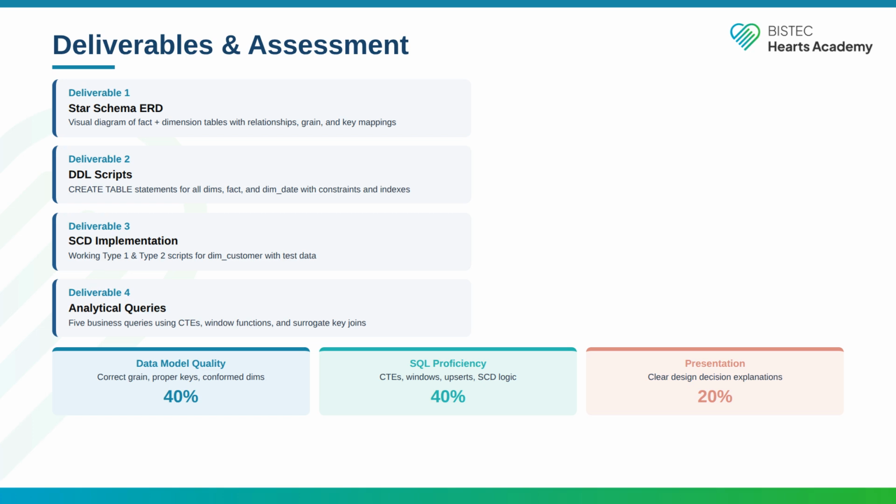Assessment is weighted across 3 areas. Data model quality counts for 40%. This includes correct grain, proper surrogate keys, conformed dimensions, and appropriate SCD choices. Skill proficiency also counts for 40%, covering clean CTEs, correct window function usage, working upserts, and functional SCD logic. Presentation counts for the remaining 20%, evaluating how clearly you explain your design decisions and trade-offs.